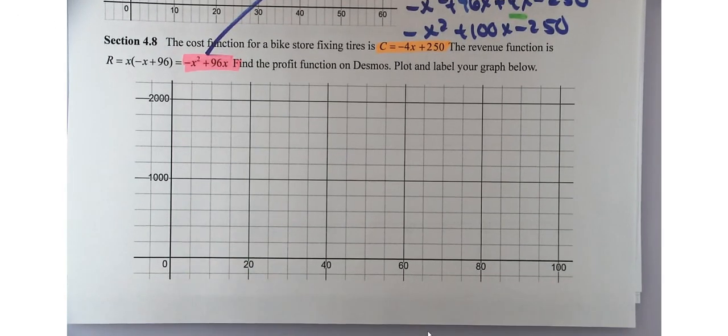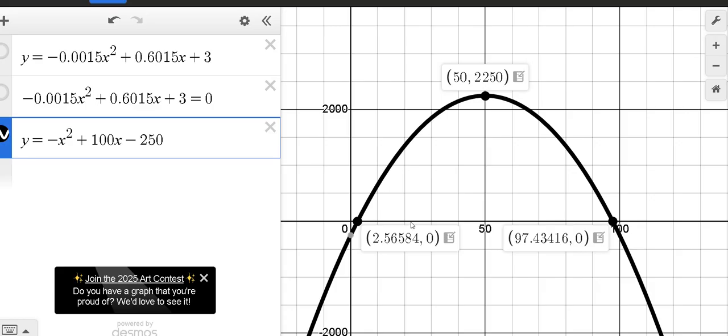Hopefully you're going to be using Desmos or a graphing calculator. It's going to look like this. Some points of interest. First of all, most importantly, is the vertex. What's that vertex point telling me? It tells me two things. Can you tell me what those two things are? Yeah. The number of flat tires that I need to fix in order to make a profit of $2,250. So there's two things there.